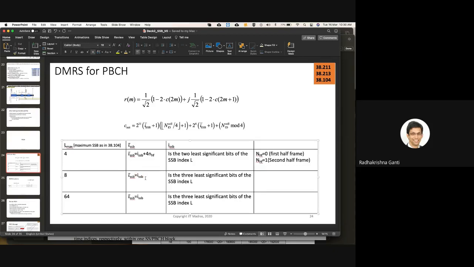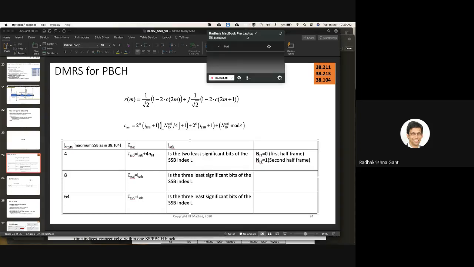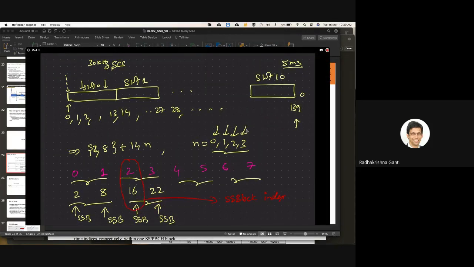For the L max equal to 8 case, the index is the least 3 significant bits of the SSB index L. Let's get back to this part. Suppose I'm transmitting this PBCH, and for this PBCH information my L will be equal to 2. My last 3 bits are 0 1 0, so 3 bits are sufficient.